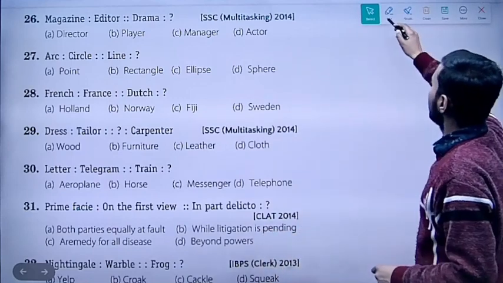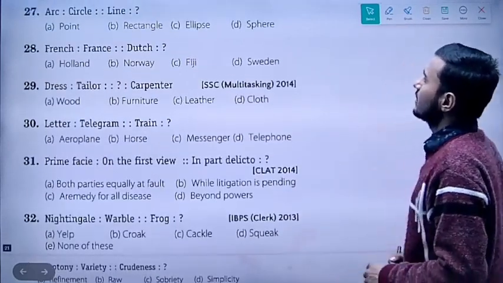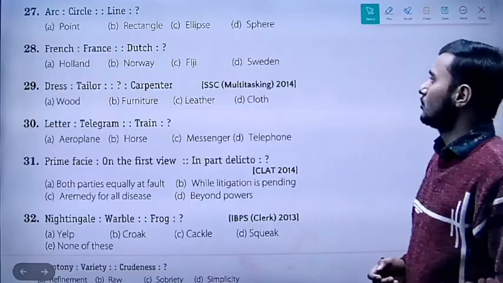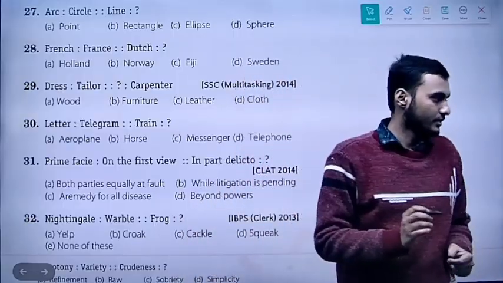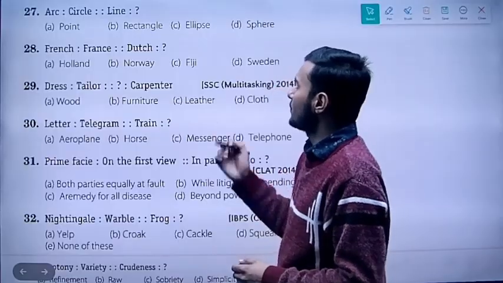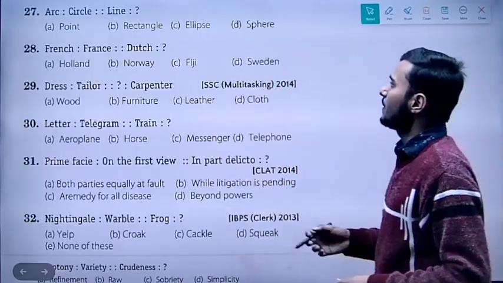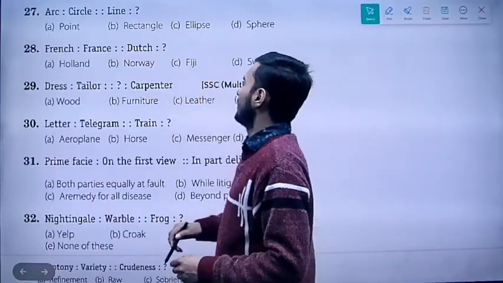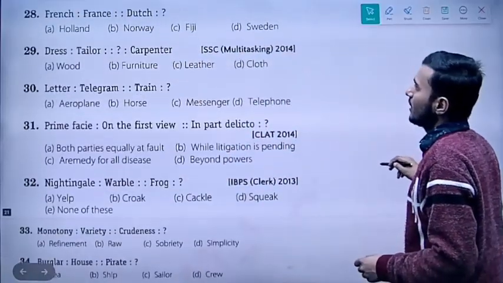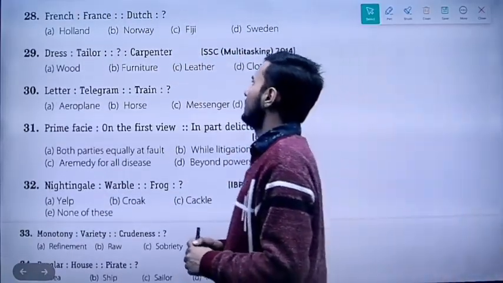See, the next question is arc is equal to circle, then line is equal to what? Easy question, I think. This type of question we have already done previously. So arc is part of a circle, so line is part of what? Point, not ellipse, not sphere, not rectangle. Option B.